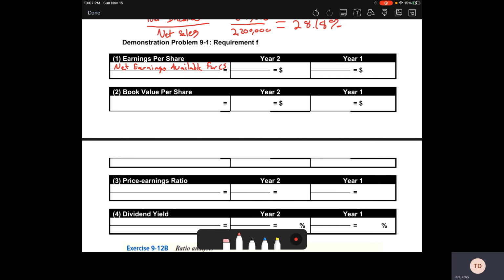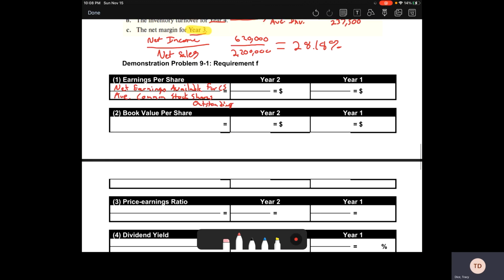All right, so net earnings available for common stock. And then what we do with that is we take that and divide it by our average number of common stock shares outstanding. So again, we talked about common stock shares outstanding. That just means that it's the number of stocks that we have that the company doesn't own.